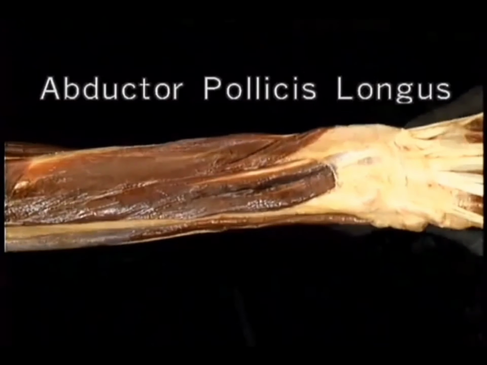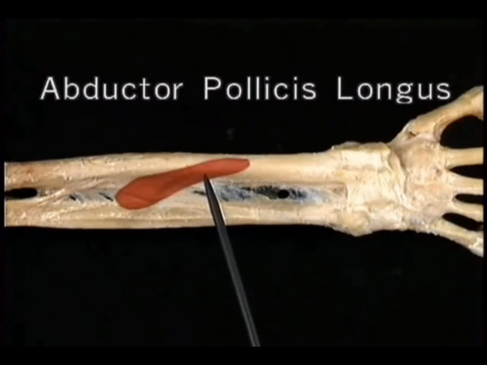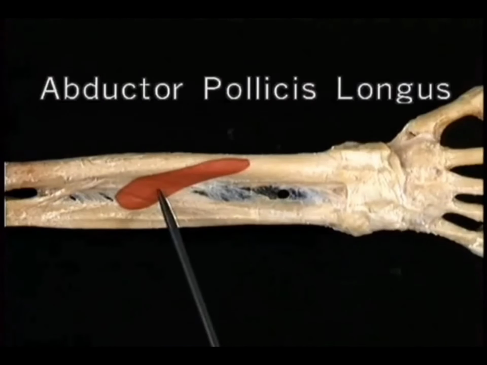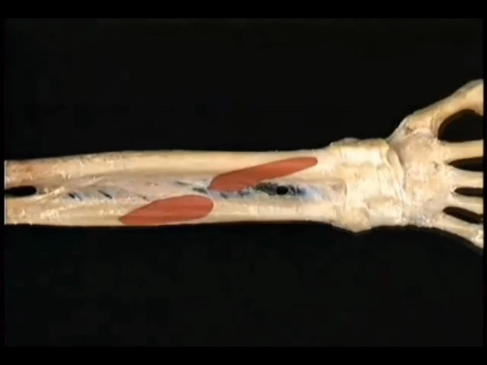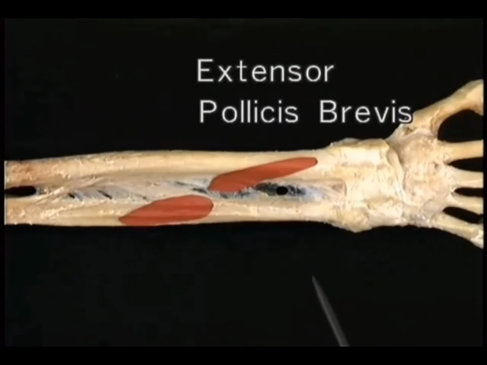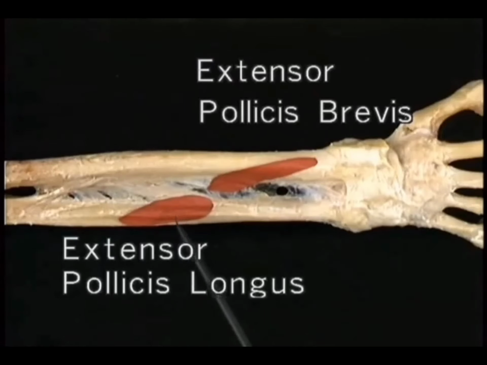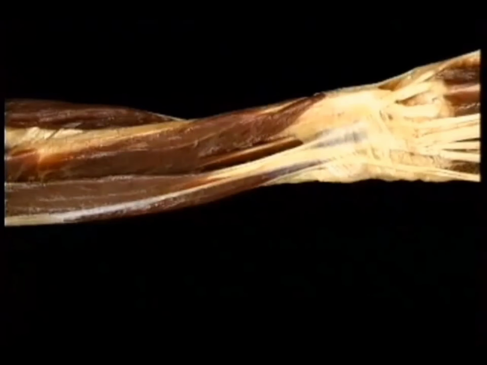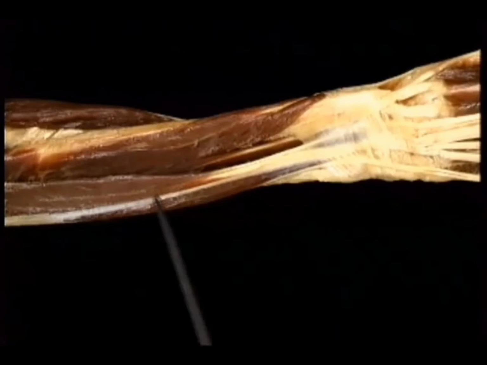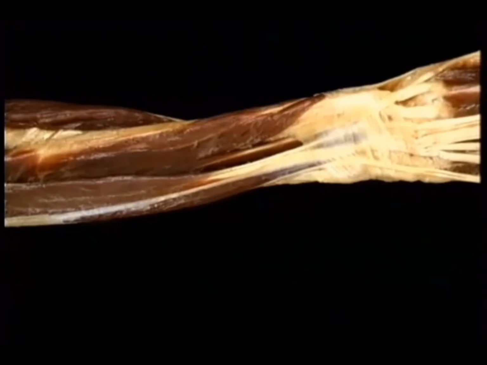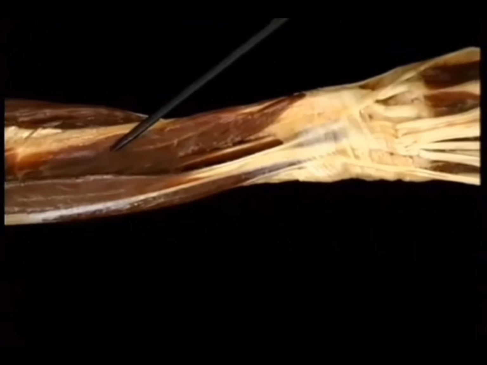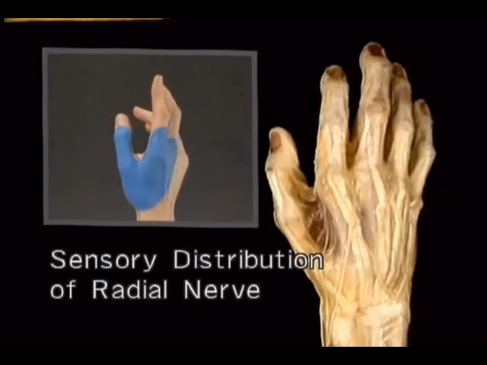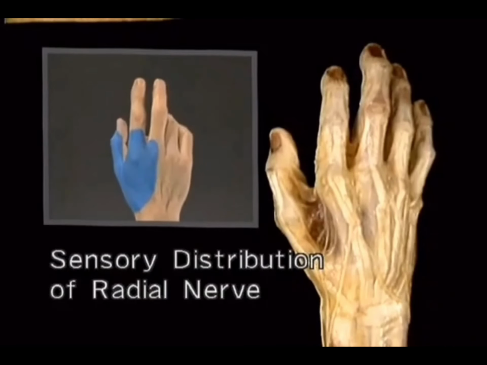The abductor arises from the radius here and also from the interosseous membrane. The two extensors arise a little more distally, the short one here, the long one here. Now we'll put extensor digitorum back in the picture. Here it is. The three thumb muscles emerge obliquely from the back of the thumb and part of the back of the index.